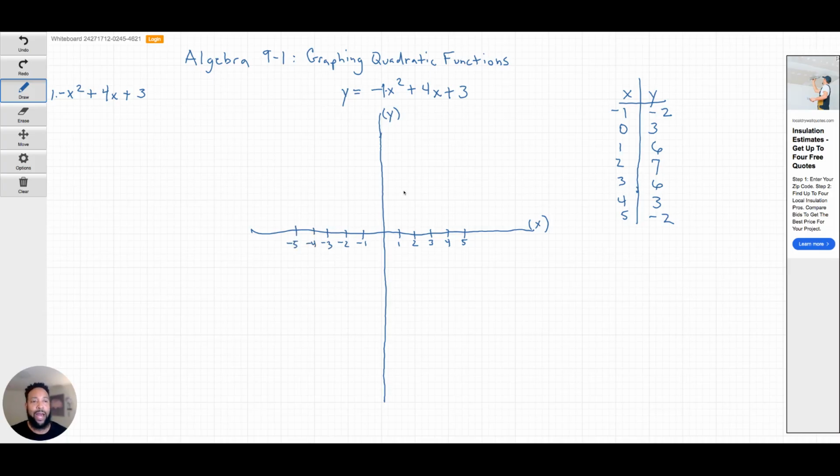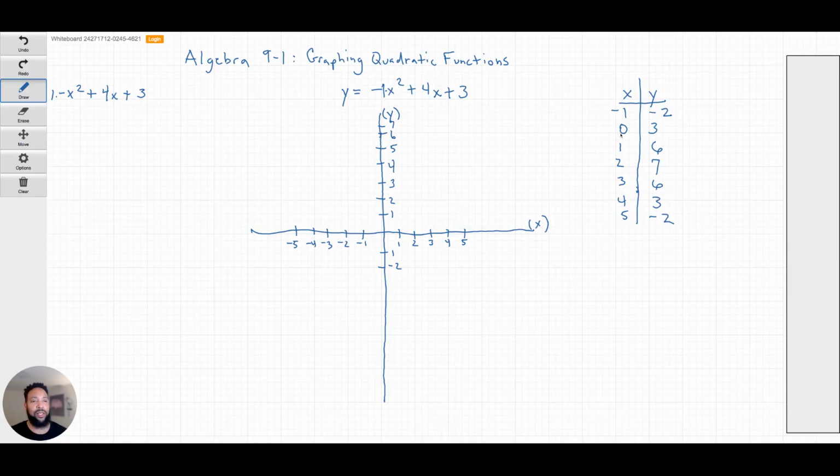Okay, and then for y, we have some negative numbers. So we could go negative 1, negative 2. You have 1, 2, 3, 4, 5, 6, and then 7. So now let's look at our coordinates.